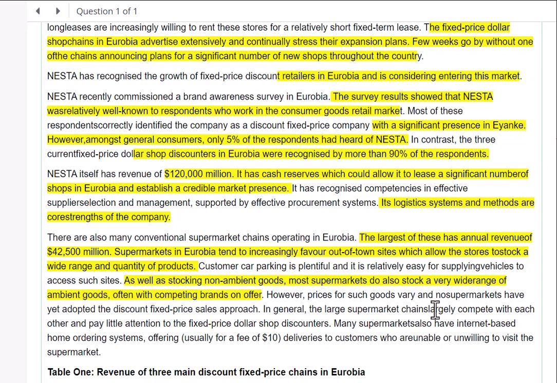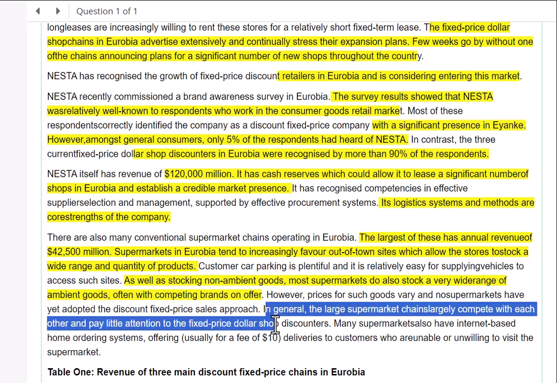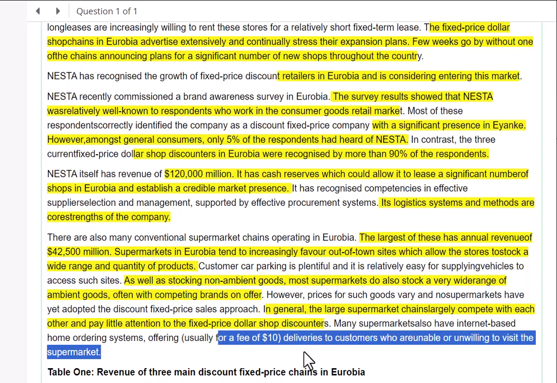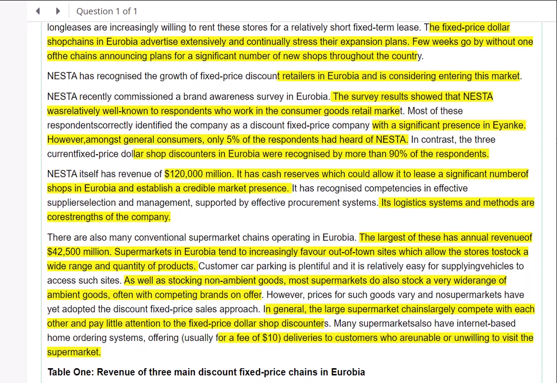However, prices for such goods vary. No supermarket has yet adopted a discount fixed price sale approach. In general, large supermarket chains largely compete with each other and pay little attention to fixed price dollar shop discounters. Many supermarkets have internet-based home ordering systems, usually offering delivery for a fee of $10 to customers who are unable or unwilling to visit the supermarket.